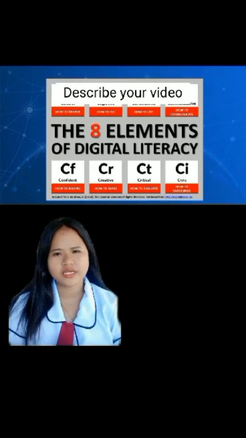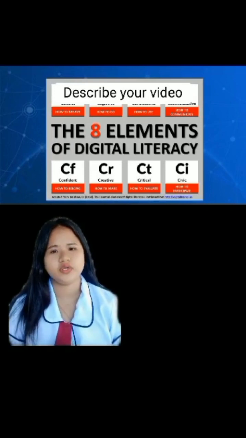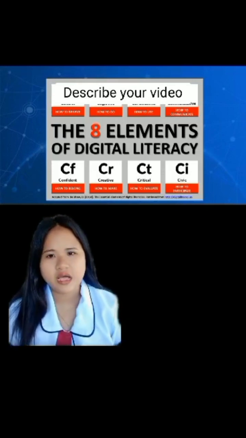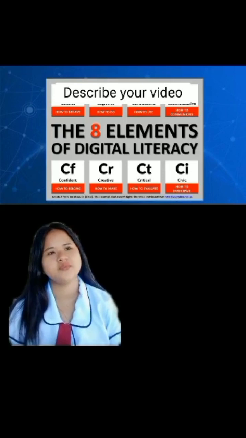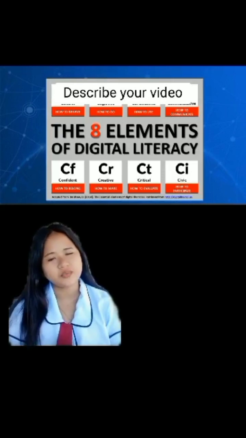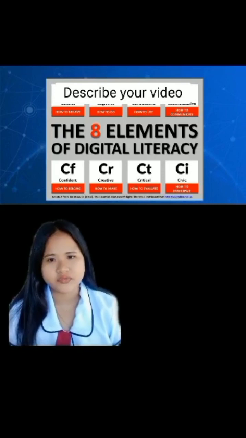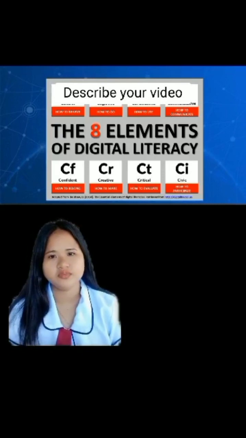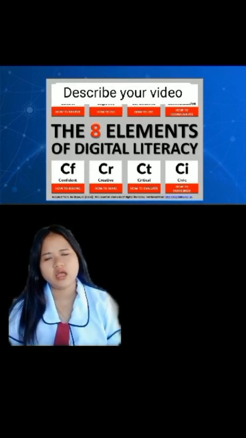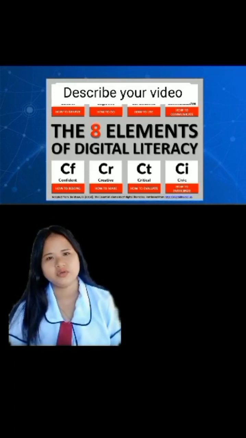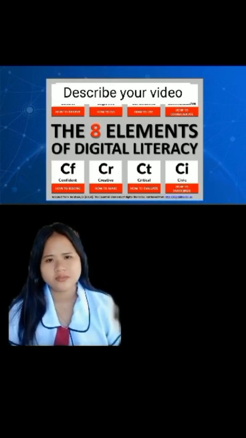So there are 8 elements of digital literacy. First is the cultural, which is how to behave. It is really important for us to know how to behave in a certain manner in the internet world. Next is the cognitive, which is how to do. So how to post online, or what are the things that we will be posting online, if it's negative or positive.